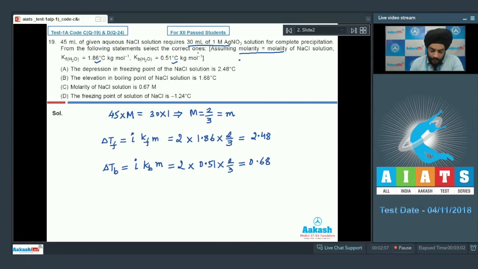The depression in freezing point of the solution is 2.48. Yes, the statement is correct. The elevation in boiling point of NaCl solution is 1.68. Students, this statement is incorrect. It is 0.68. The molarity of NaCl solution is 0.67. This statement is correct. It came out to be equal to 2 by 3, which when converted into decimals, converts into 0.67. Okay. The freezing point of the solution is minus 1.24 degrees C. This statement is also incorrect because it is minus 2.48 degrees C. So students, we have to mark option A and option C as the correct answer for question number 19.